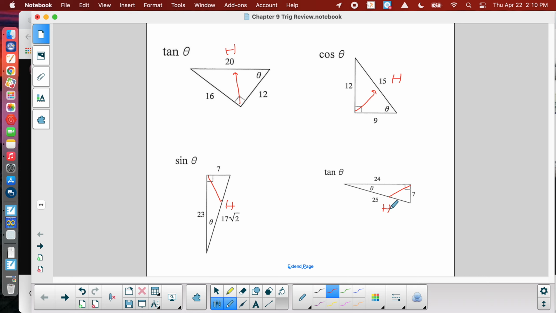Stop playing with your calculator. So your eyes are up here.